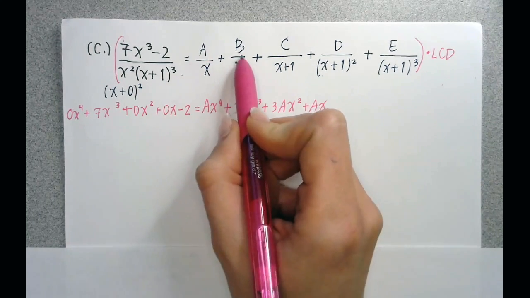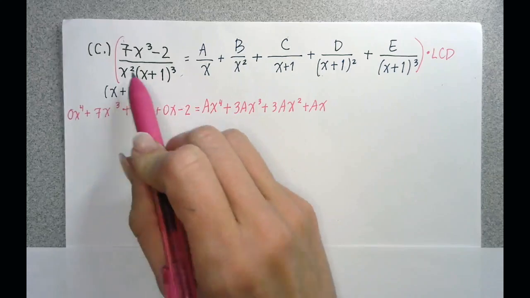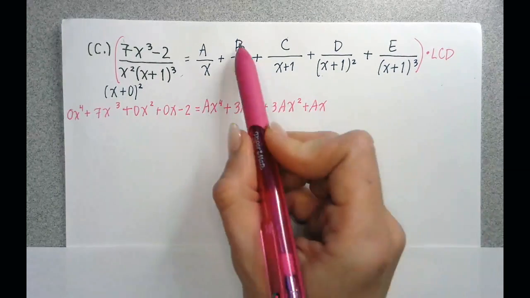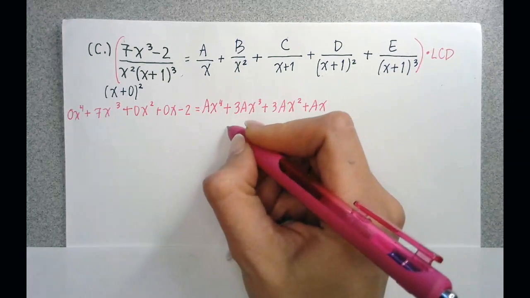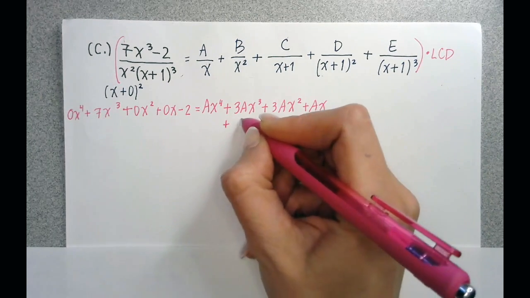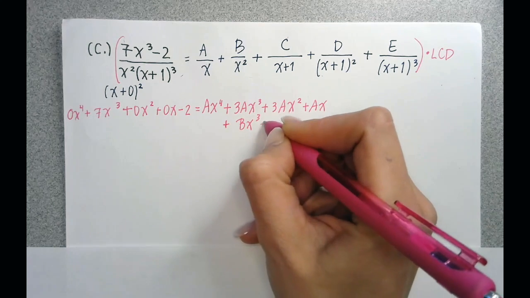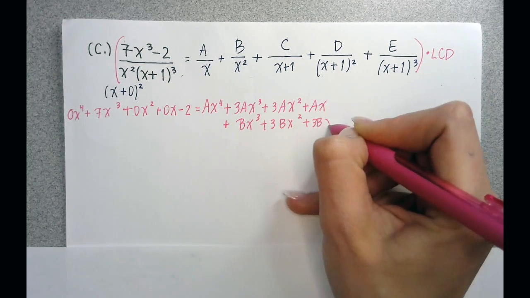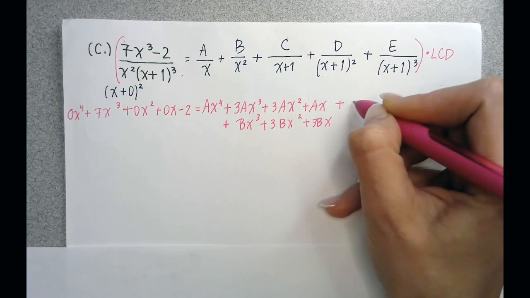Now I'm on to this one. This one, the x squared completely reduces, and I'm only left with this. So again, I'm going to expand this using Pascal's immediately and distribute the b. That's going to give me plus b x to the third plus 3b x to the second plus 3bx plus b.